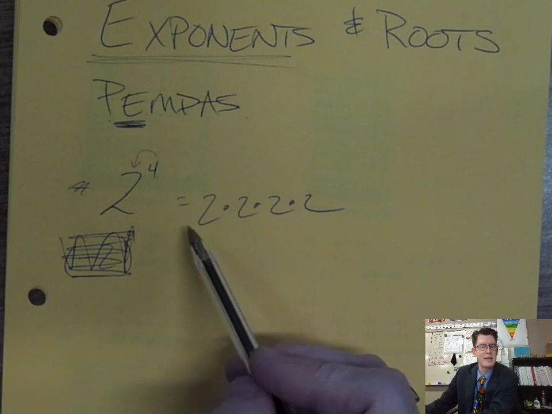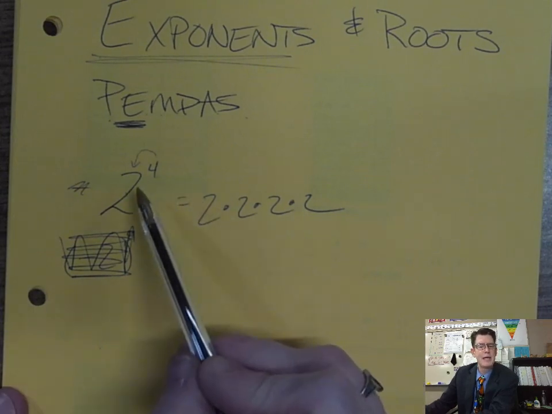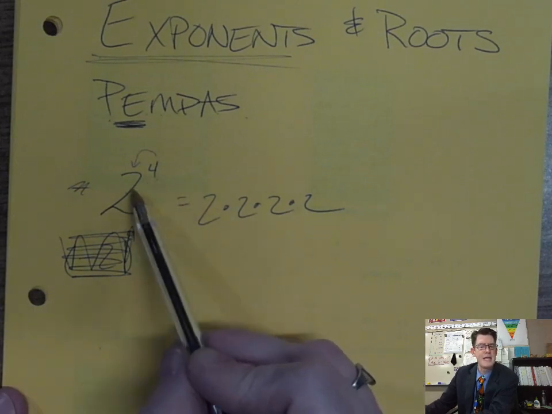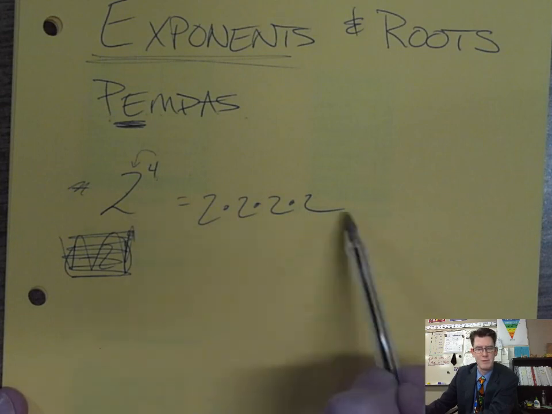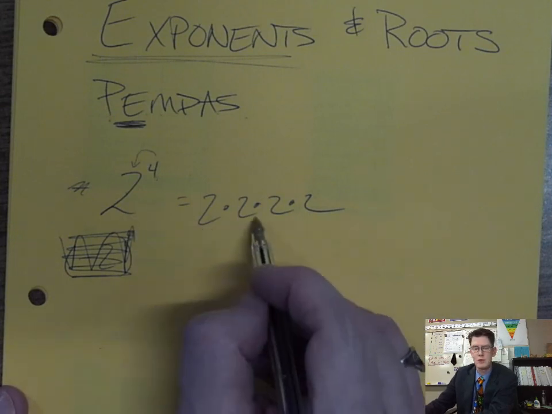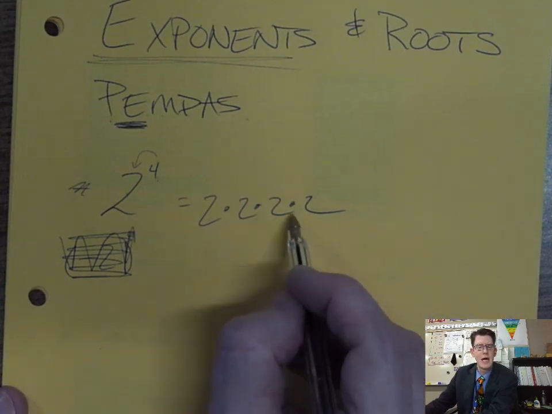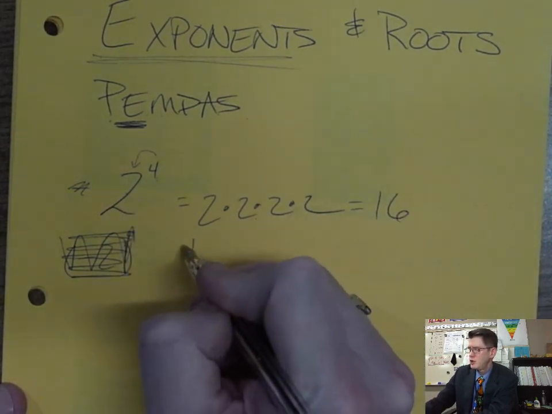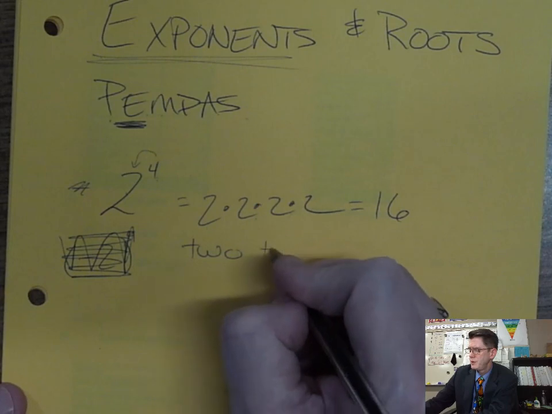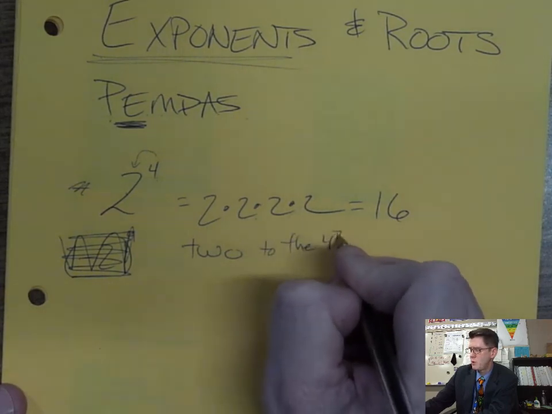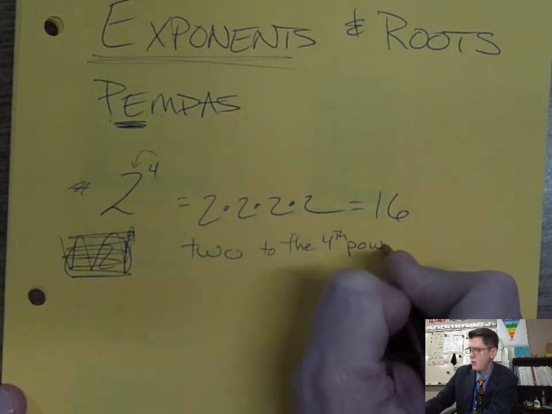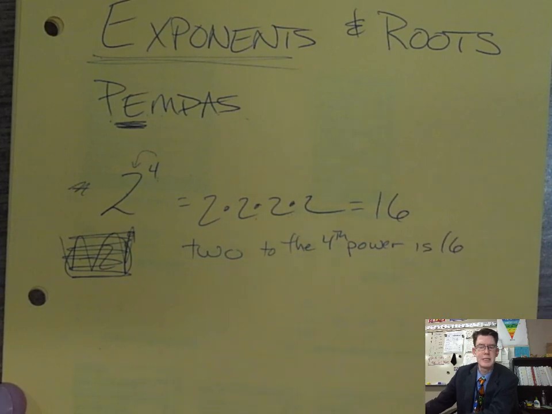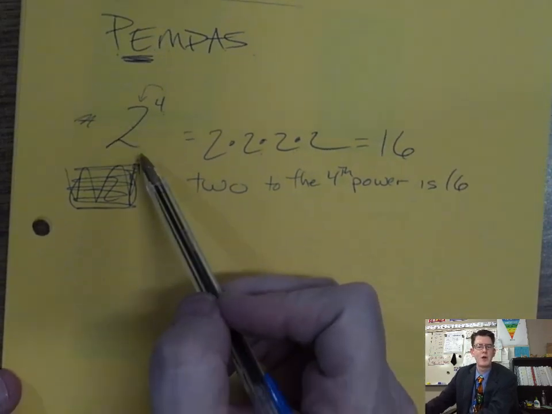So the answer is not 8, it's 4 of these multiplied together. You take 4 of them and multiply them. So it's 2 times 2 is 4, 4 times 2 is 8, times 2 is 16. So it's 2 to the 4th power, is what we call it. To the 4th power is 16. The exponent is 4.